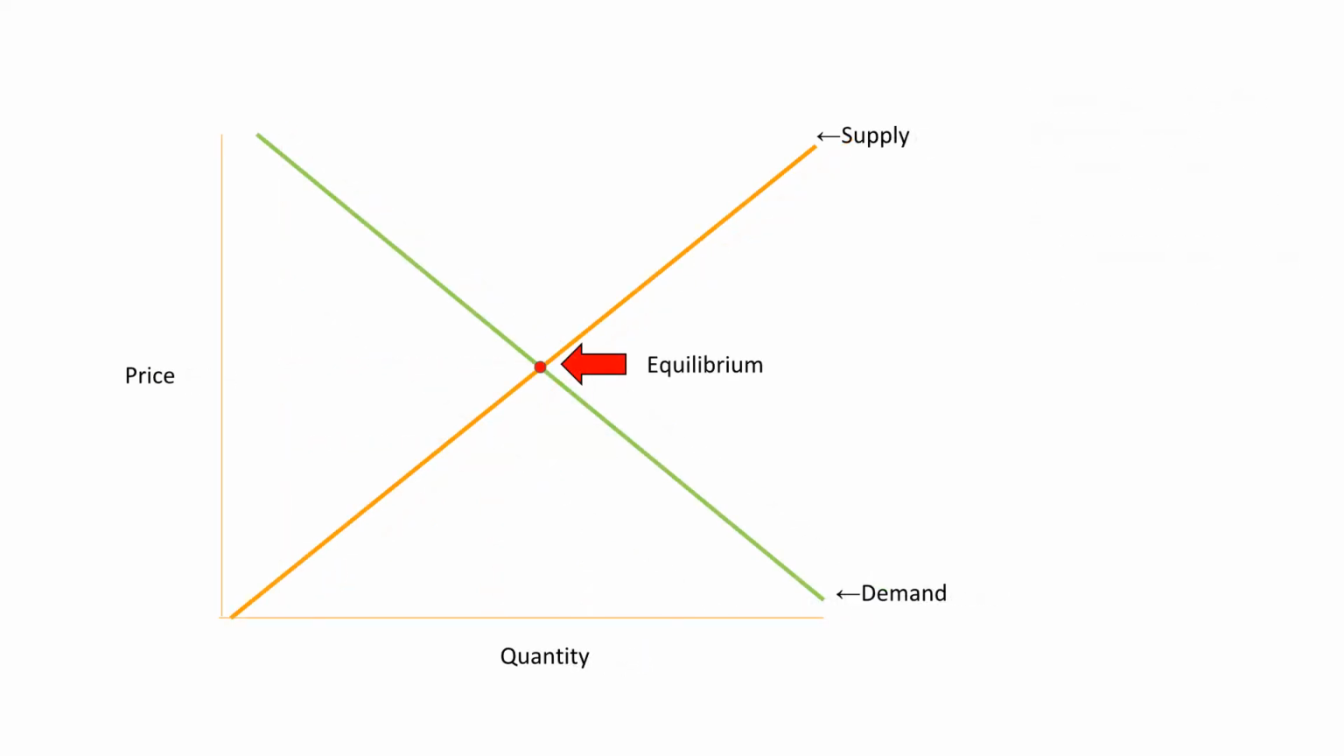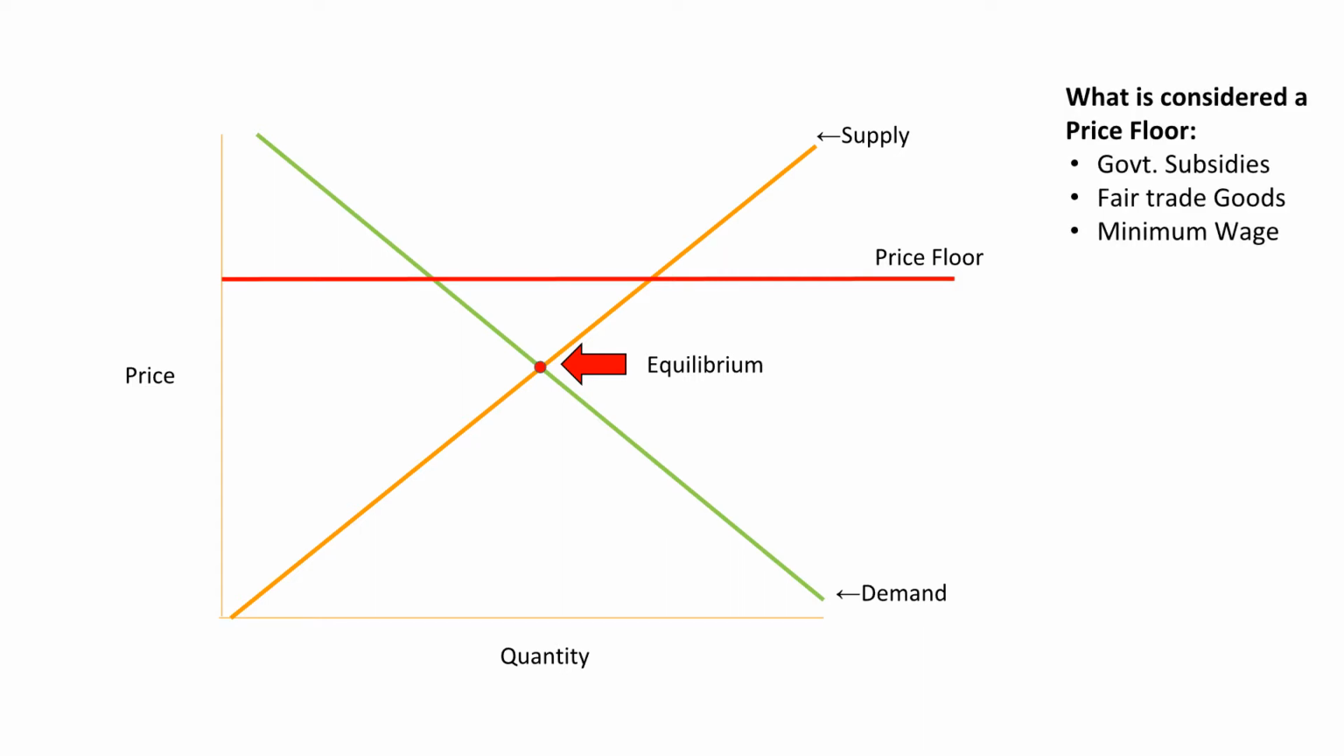Now, sometimes the government will decide that the equilibrium price for a good, say Steam games, isn't fair to the producer. To fix the problem, the government will set a minimum price for games to be sold at. This is called a price floor. Some other examples of price floors are government subsidies, fair trade goods, and a minimum wage. The price floor causes consumers to demand less of the good than they would at equilibrium. But since the price is higher than it would be at equilibrium, producers are incentivized to produce more of the good to sell at the higher price.